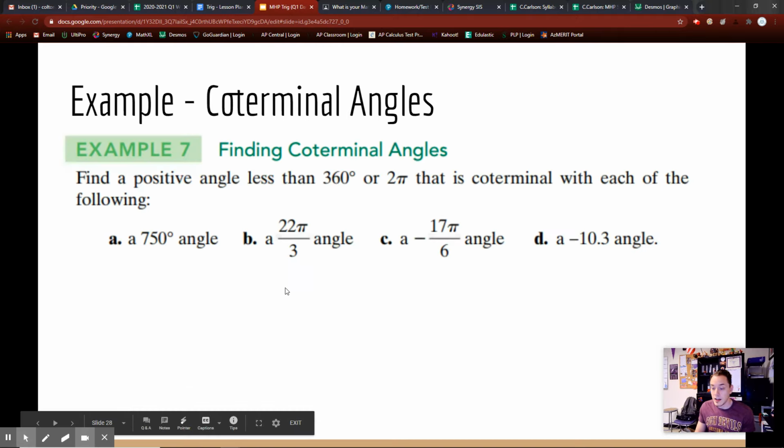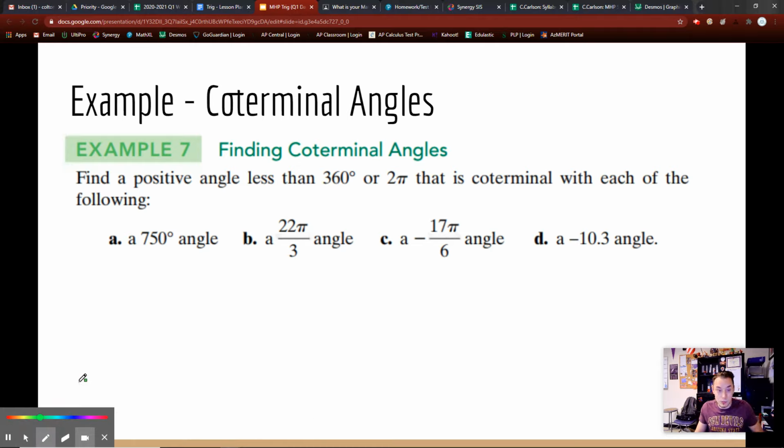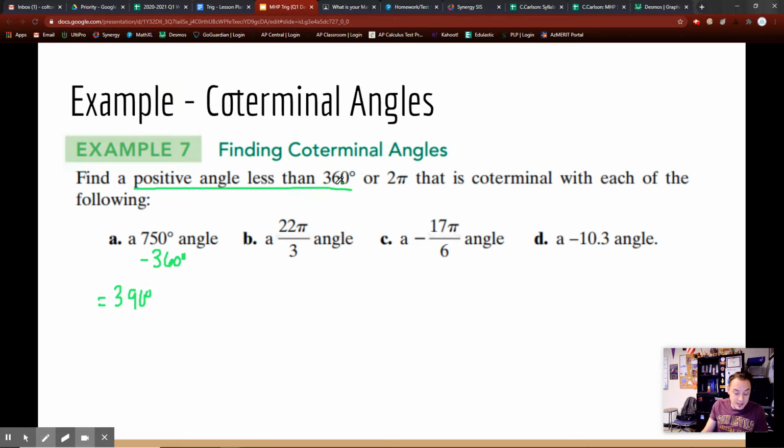Here are some more examples. I'm going to go through these really fast, guys. So 750. I'm going to take 750 and minus 360, and that is 390. But here's the problem. I want a positive angle less than 360, and 390 is not less than 360. So I need to subtract 360 again, and finally I get 30 degrees.